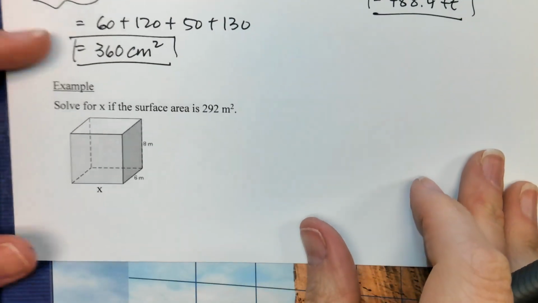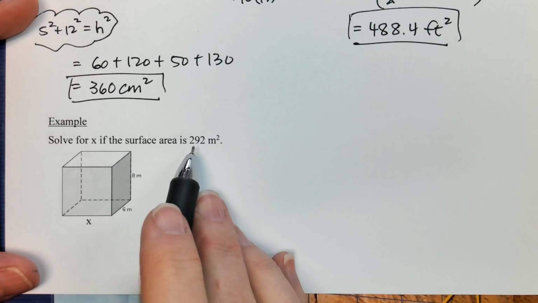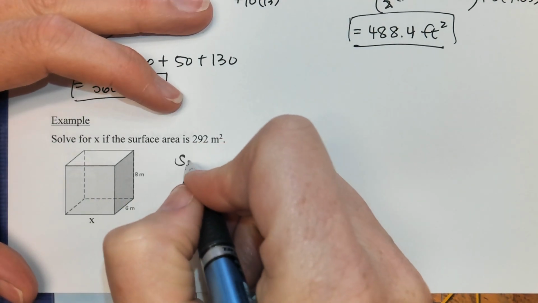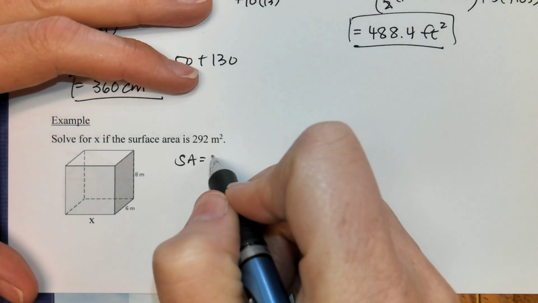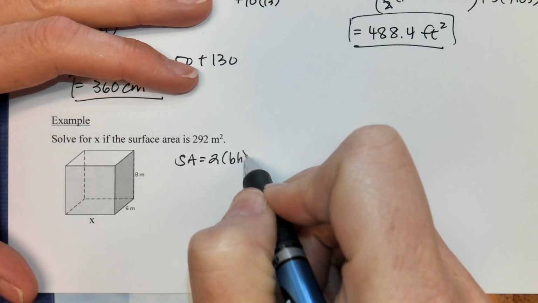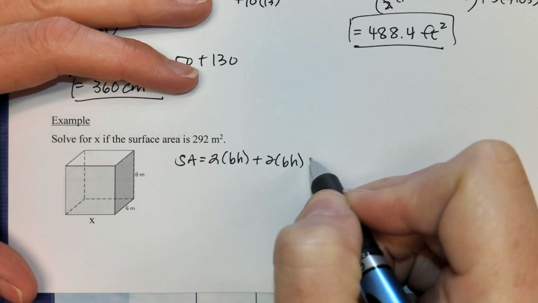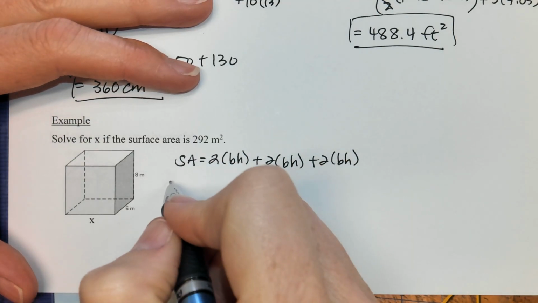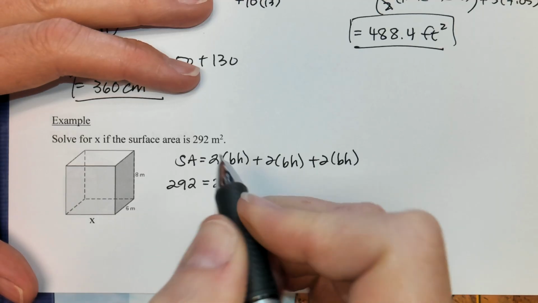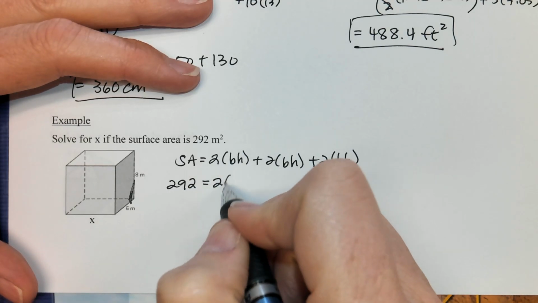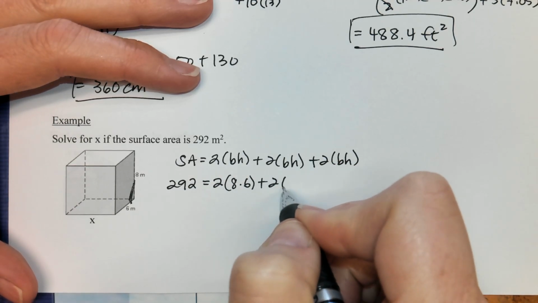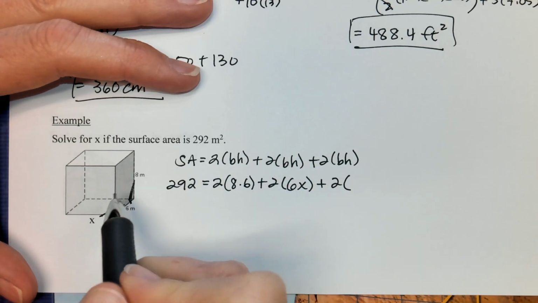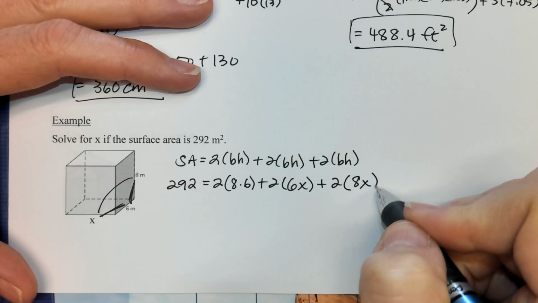One last one to do. This one we're actually going to solve for x. So they tell me what the surface area is, and they'd like me to figure out what x is. So I'm going to start with this formula, which on your formula card is the 2 times base and height, 2 times base and height, and 2 times base and height. This is the one where everybody dates once. So surface area they gave me, 2 times, I'm going to match up my first pair. I'm going to do 8 and 6. I'm going to match up my second pair, 6 and x. I'm going to match up my last pair, 8 and x.